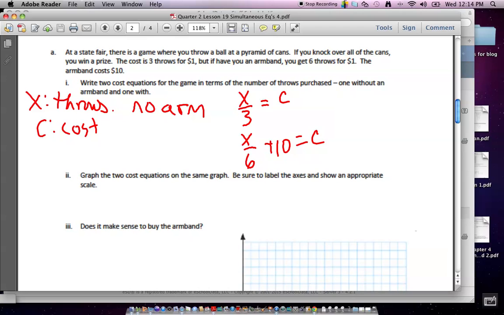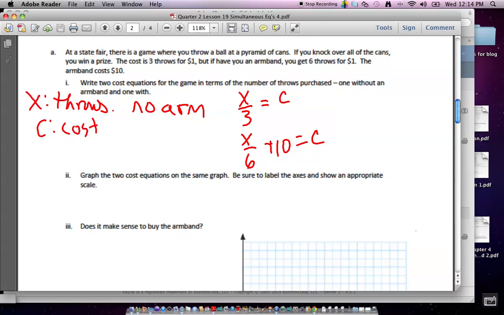Now, the point that they're going to drive at here is at some point this becomes cheaper. Does that make sense? Yeah. Like if you threw 300 balls, 300 divided by 3, this would cost you $100. But if you did it here, 300 divided by 6 would be 50 plus 10 is 60, so this one would actually be cheaper. Wait, you need to buy a wristband every single day? No, it's up to you if you want to buy it or not.